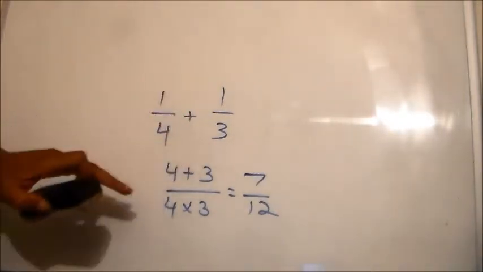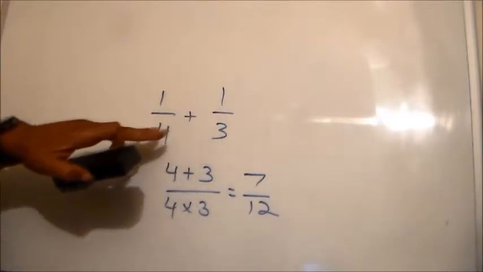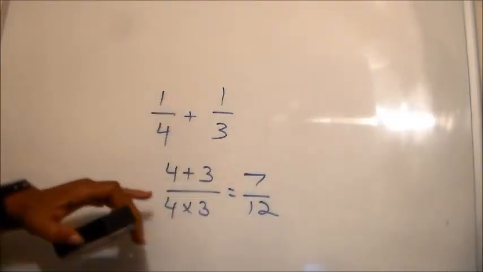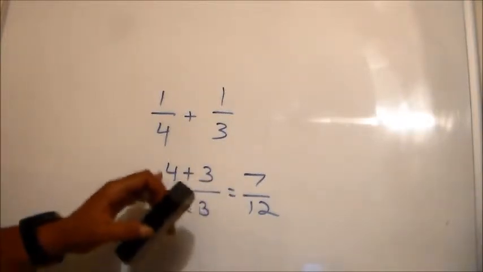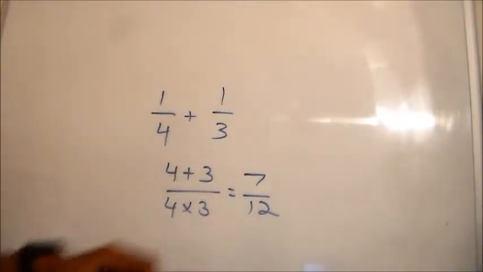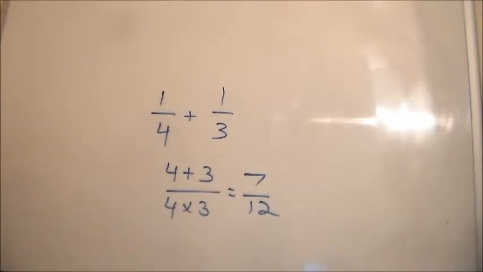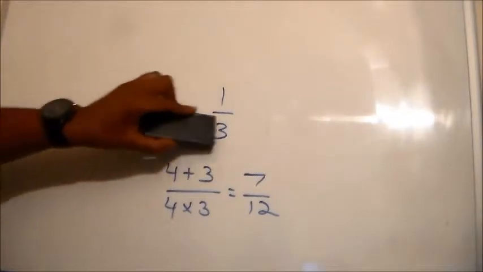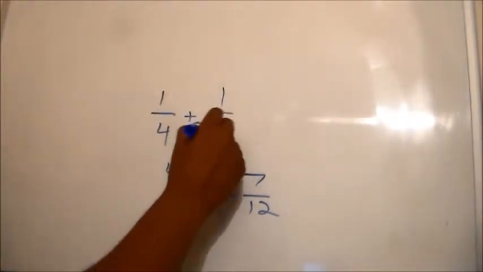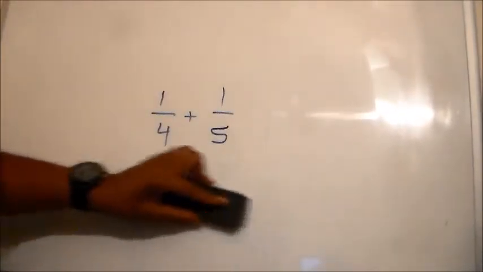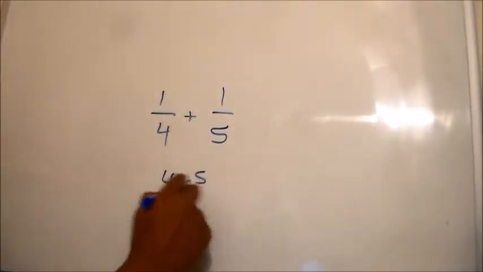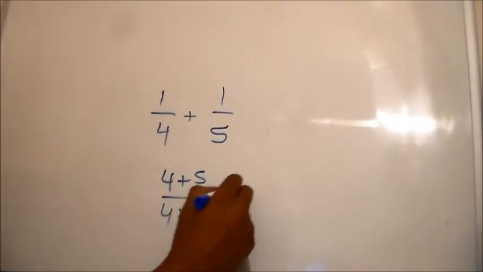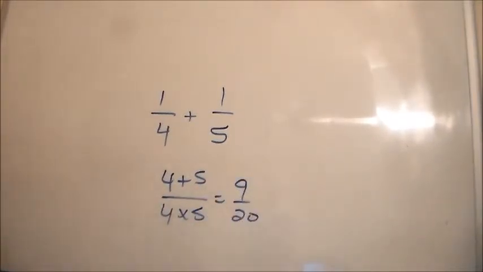But when you see 1/4 plus 1/3, just think of it as 4 plus 3 over 4 times 3, and do the proper addition and multiplication on the bottom, and then that gives you your final answer. Okay, let's say it was 1/4 plus 1/5. Look at it as 4 plus 5 over 4 times 5, 9/20.